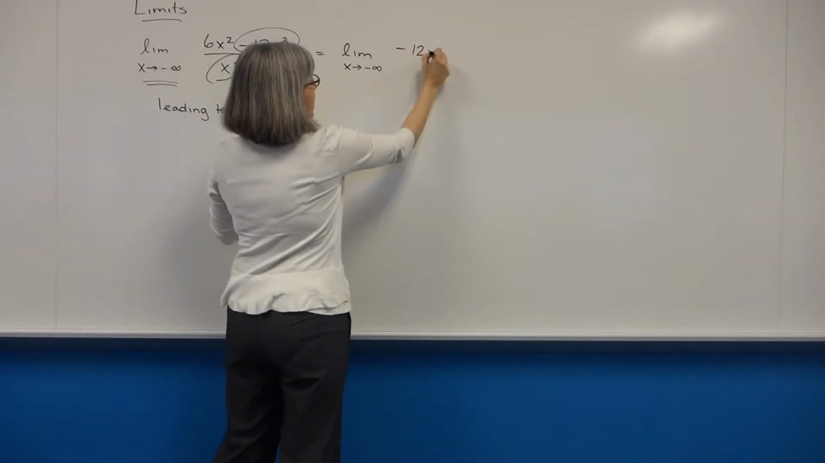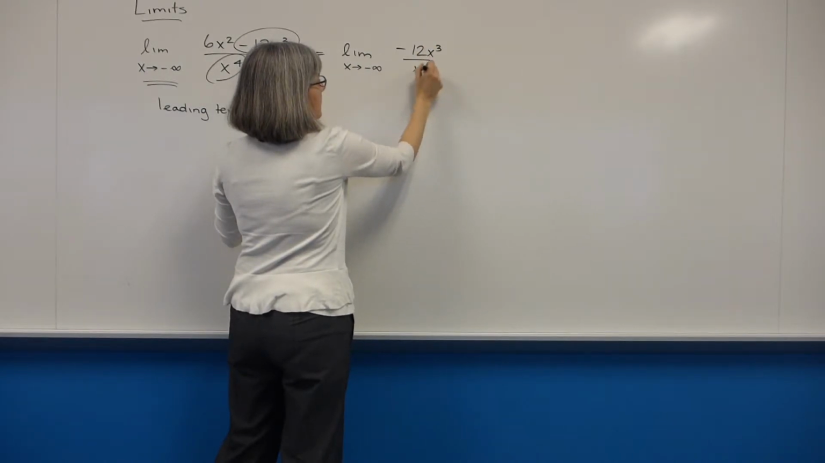Please note that leading terms are not the first term, it is the term of the highest power. In this case, it's written out of order. So we're going to take this term, including the negative sign, and this term. Those are our leading terms. You have to include negatives particularly. So limit as x approaches negative infinity, negative 12x cubed over x to the fourth.